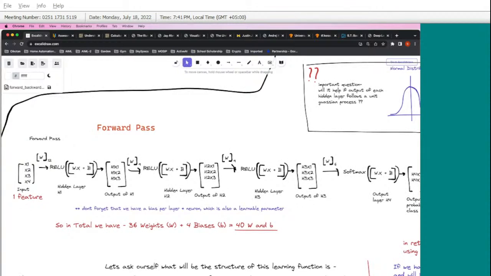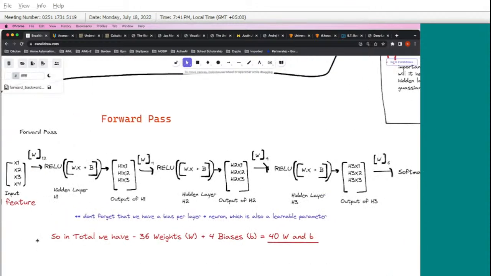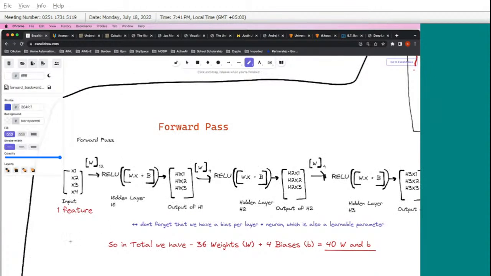So let's look at this network forward pass once. I have only one feature, x1. Which means x is one feature, but there are four samples, right? This is clear, right, guys? x1 is one sample, x2 is another sample, x3 is another sample, and x4 is another, so there are four samples.